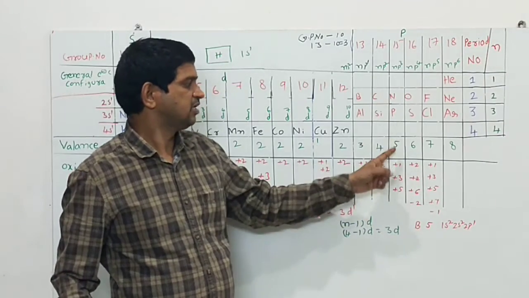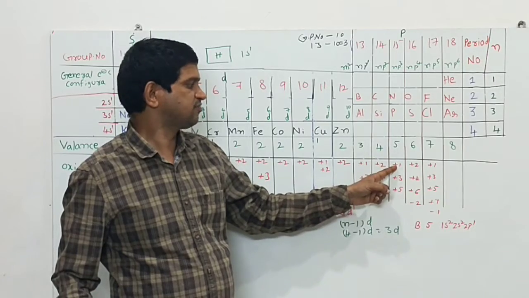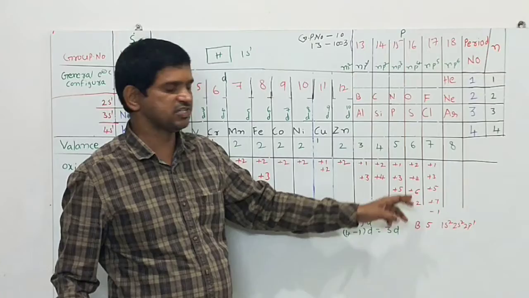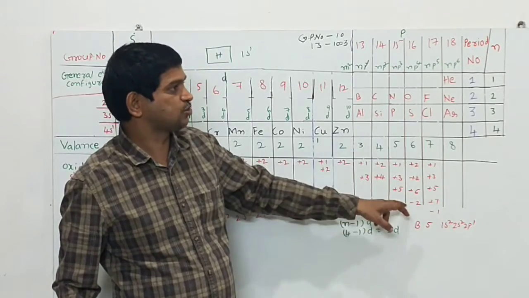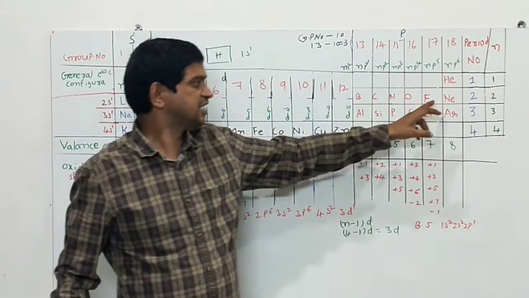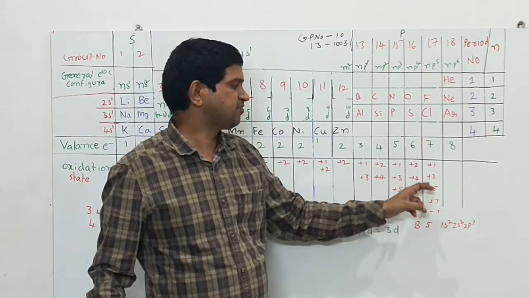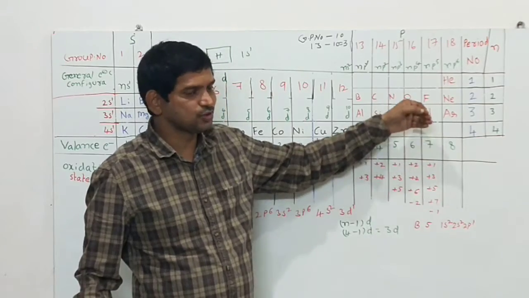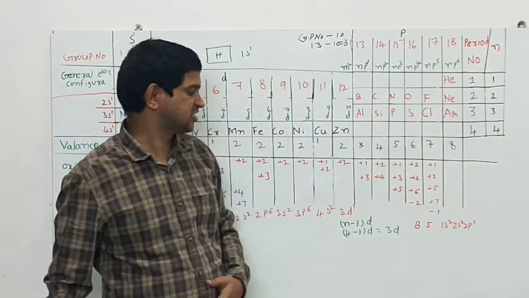In the same way, in this case +1, +3, +5. In this case +2, +4, +6 and -2. Oxygen exhibits the -2 oxidation state. In this case +7, +5, +3, +1, and fluorine and chlorine mostly exhibit the -1 oxidation state.